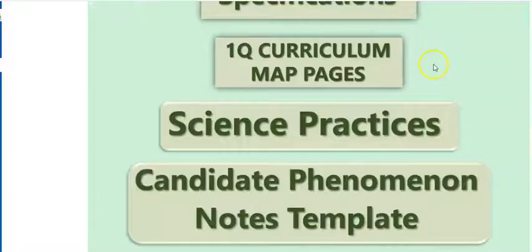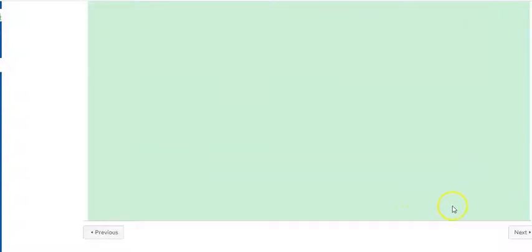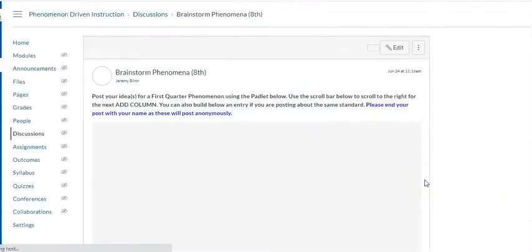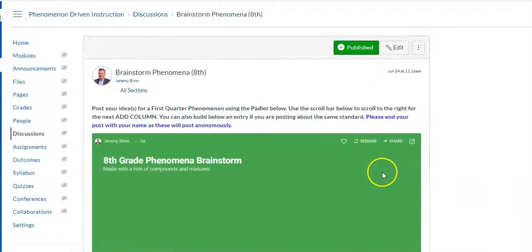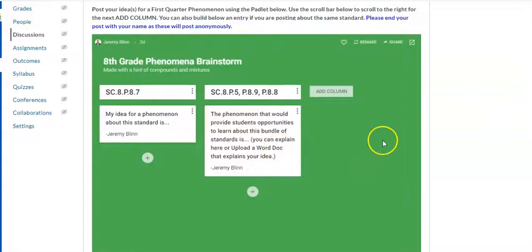And lastly, back to the Canvas page, the candidate phenomenon template is located here for your use, because keep in mind when you get to the next page after you've gone through the deep analysis of the standards, this is the Padlet that I was referring to. Here you'll post your idea. Don't be apprehensive about this. Just throw ideas out there. If you want to use that document to upload, that'd be a way that you can post even more, and then this doesn't get too cluttered. Remember the directions that were in the previous video on how to utilize this.